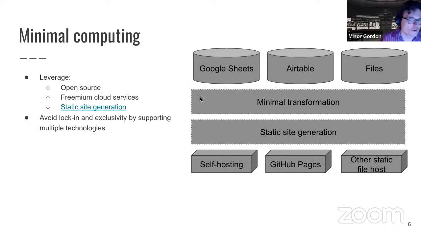What is minimal computing? This is a pretty common term that has become that way. But particularly what this means for this project is we want to leverage open source and freemium cloud services, so Google Sheets, Airtable, GitHub in particular, and use static site generation. I know a lot of the minimal computing discussion has come around static site generation. There's links within the talk. I've uploaded the slides also as PDF. This link is to the Libstatic methodology.